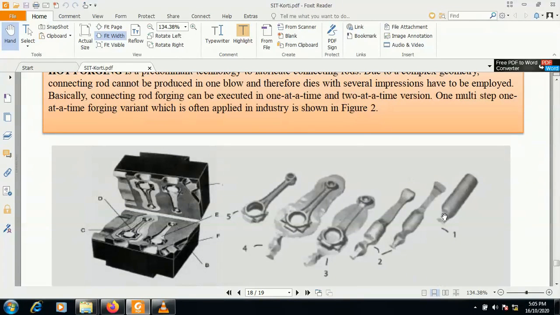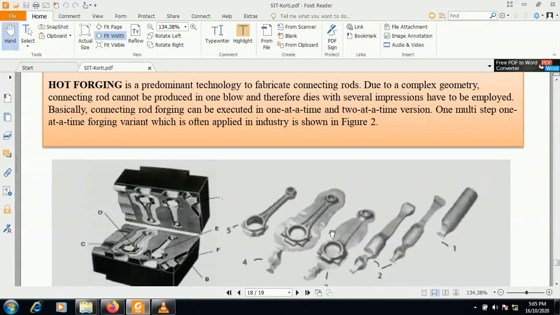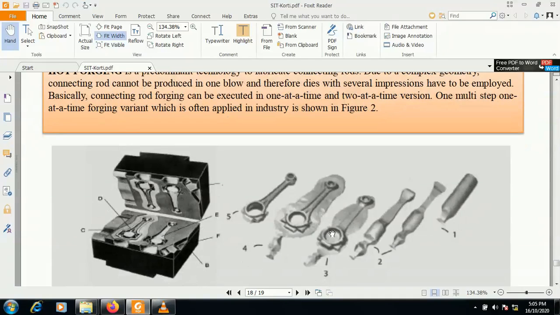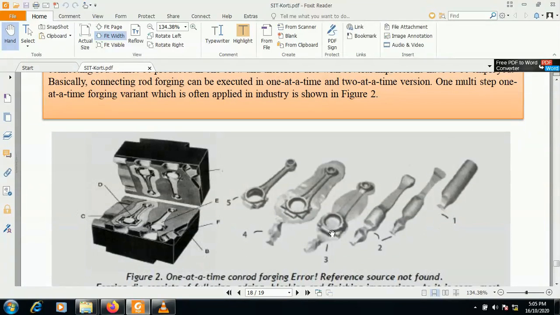This is the primary shape given by the rolling. From this point, blows of the hammer are required. Near about 6 to 7 blows of the hammer are required, as the connecting rod has a complex geometry. Initially, we have to make several impressions in the dies. Basically, connecting rod forging can be executed in a one at a time or two at a time version, means at a time only one connecting rod we can manufacture, or two we can manufacture.